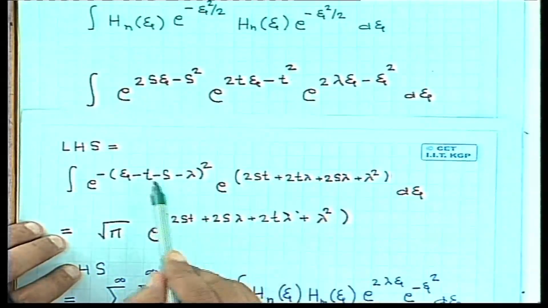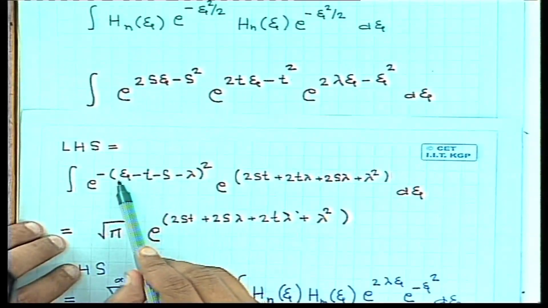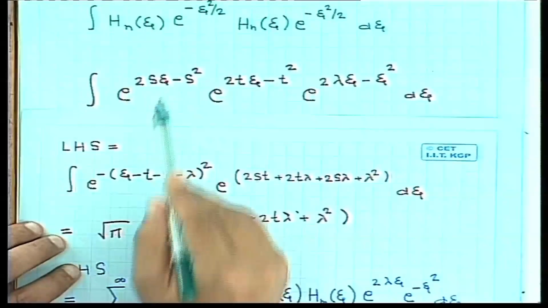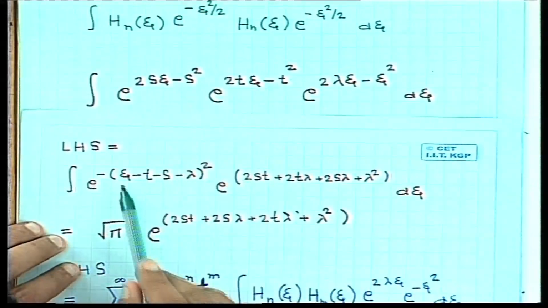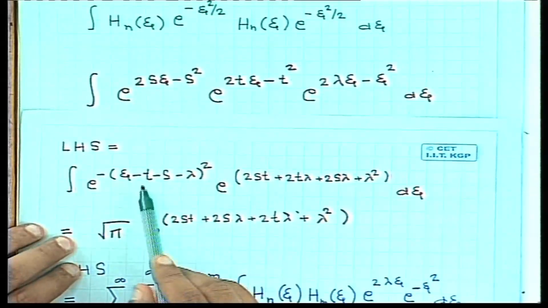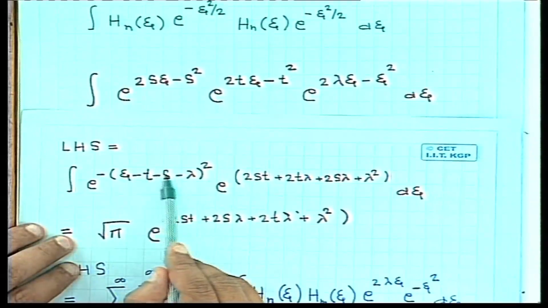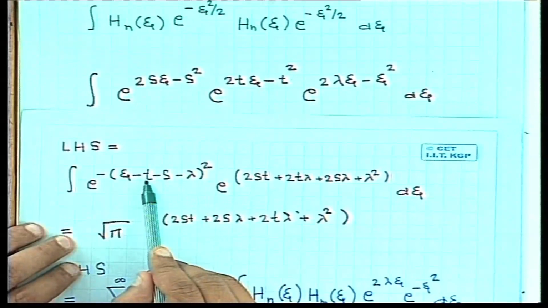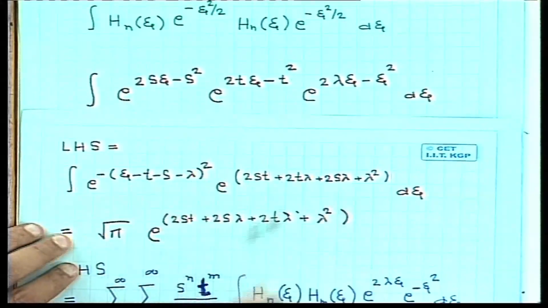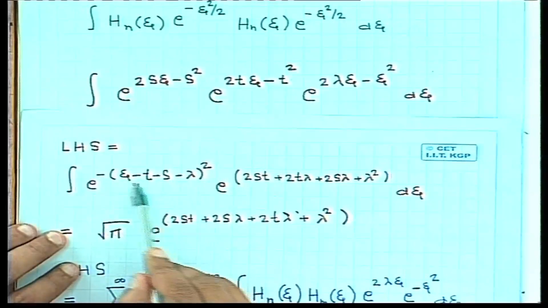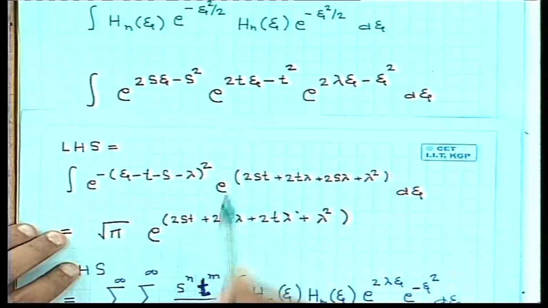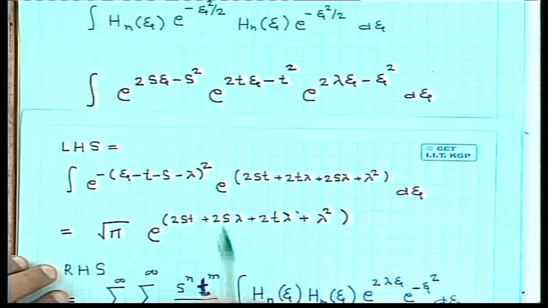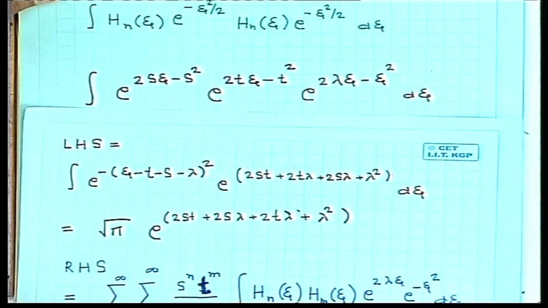I will get 2s xi, which is there, 2t xi, which is there, 2 lambda xi, which is there. I will get a few extra terms which come from the cross term between t and s, 2ts, which I have to get rid of, so I have this extra term here. I have 2t lambda here and 2s lambda here. So I have these extra terms which appear in this, which I have to compensate for with this term. So this is equal to the left hand side of the expression which we were evaluating.